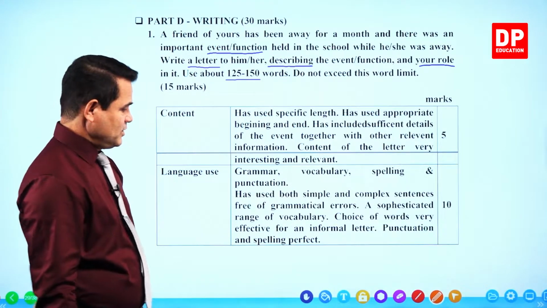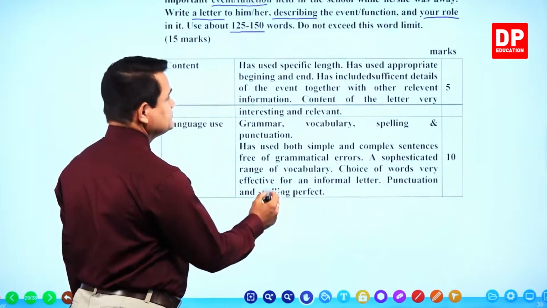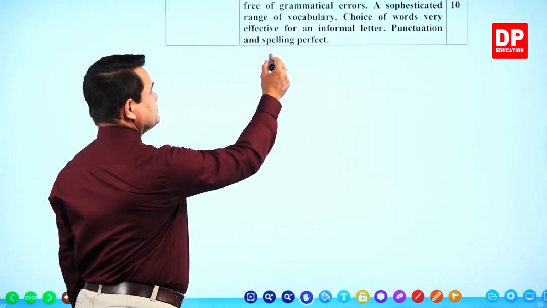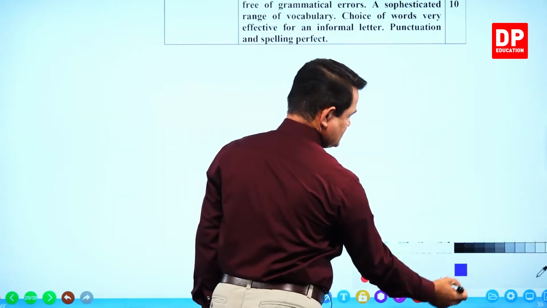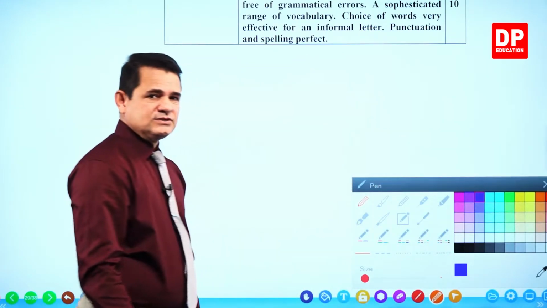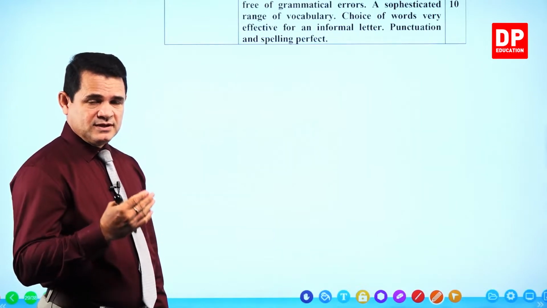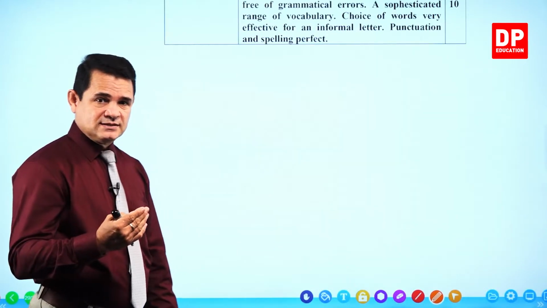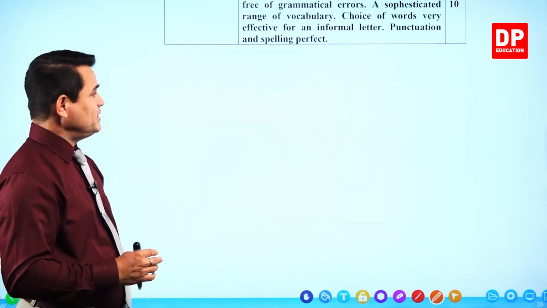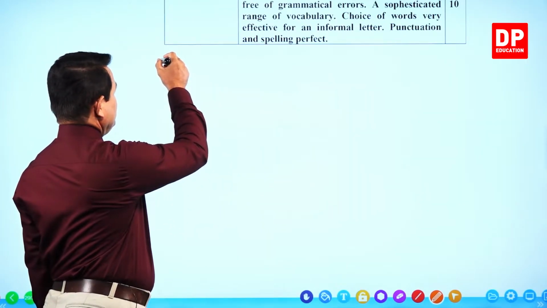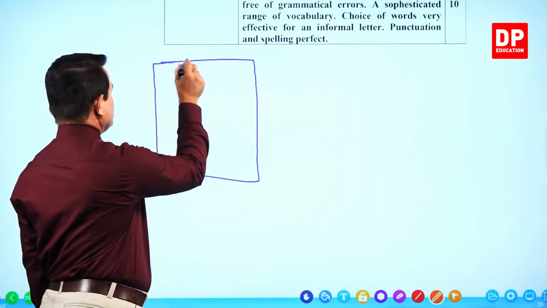Right. So now let's see how to write this letter. You know this is going to be an informal letter, personal letter, private letter. You know the format of an informal letter. Informal letter format, you know. So if this is the letter, I'll just give you an example.